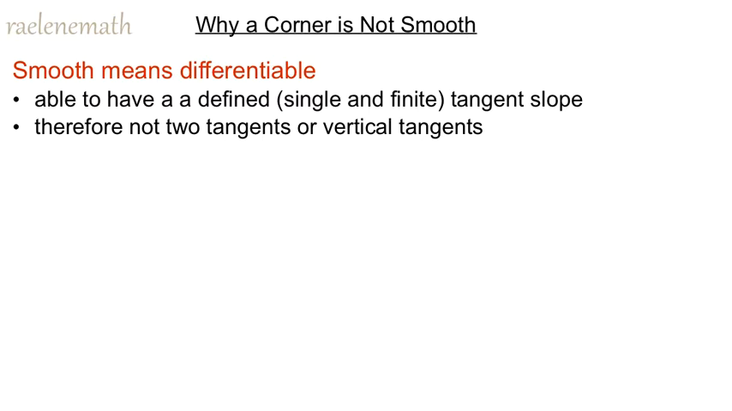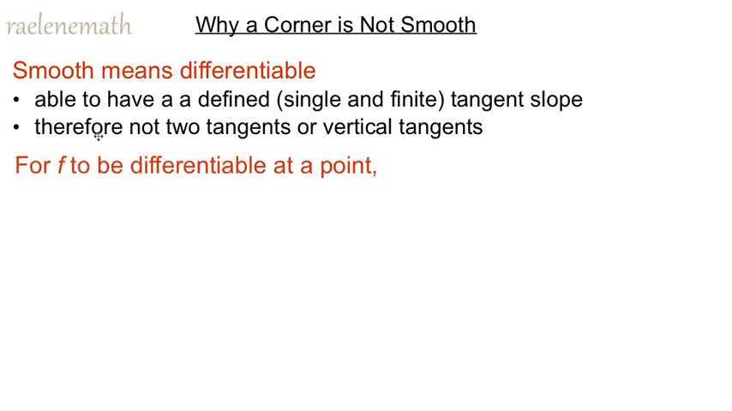In this video, we're going to take a look at why a corner is not smooth. Smooth means differentiable, which is able to have a derivative or able to be differentiated. The derivative is the tangent slope, so it really means that we have a defined tangent slope. That means when you zoom in on a graph, you've got one single tangent line, and that line isn't vertical because the slope of a vertical line is infinite.